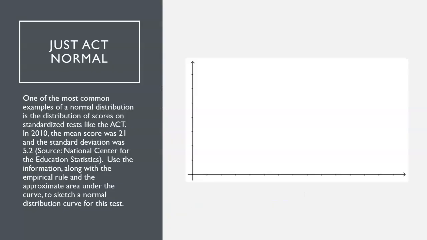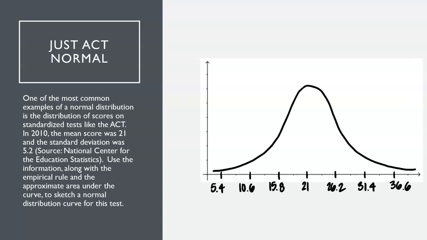One of the most common examples of a normal distribution is the distribution of scores on standardized tests like the ACT. In 2010, the mean score was 21 and the standard deviation was 5.2. The source in which we found this was the National Center for Education Statistics. Use the information along with the empirical rule and the approximate area under the curve to sketch a normal distribution curve for this test. Here is a rough sketch of a normal distribution curve for the ACT scores.